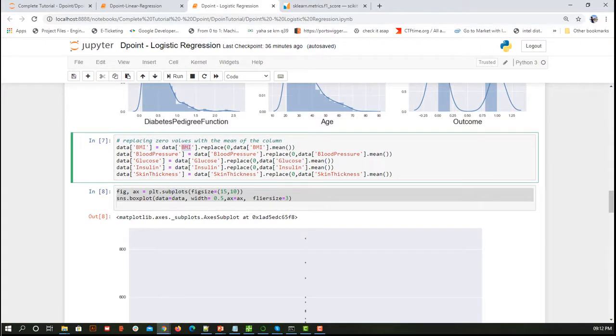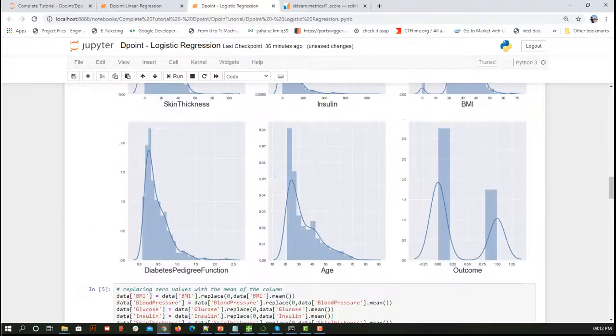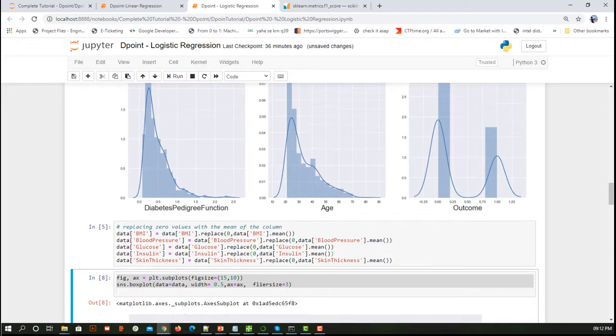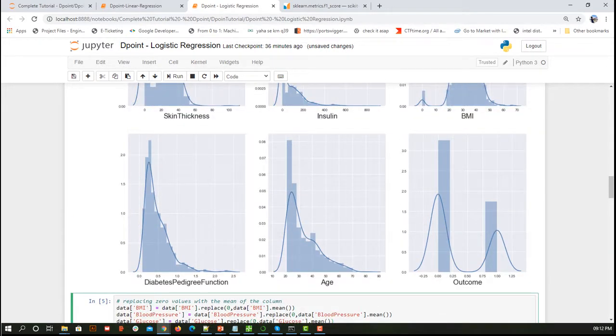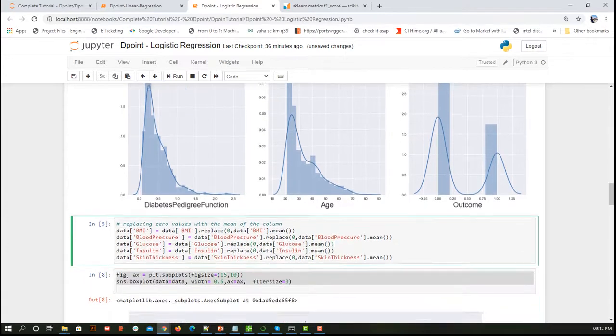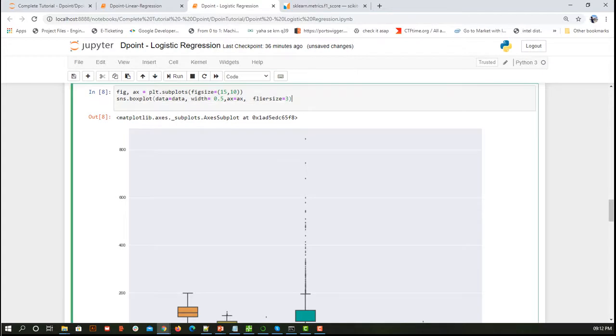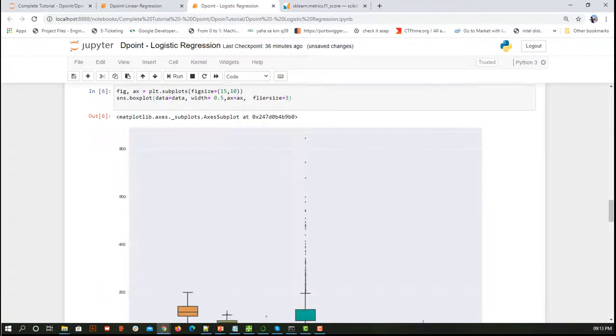Similarly for blood pressure and the others, I am simply replacing the 0 in the BMI column with the mean of the BMI column. I am doing that for some of the columns where I see that the curves are not good. After that I can see there are some outliers as well. If you don't know outliers, please watch the previous video. For that I am plotting a box plot.